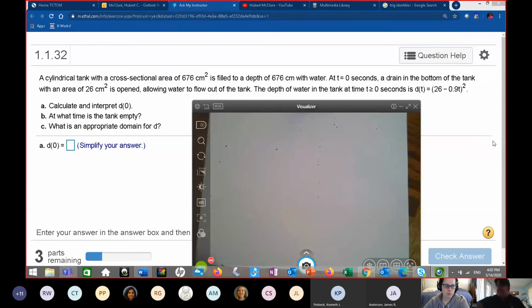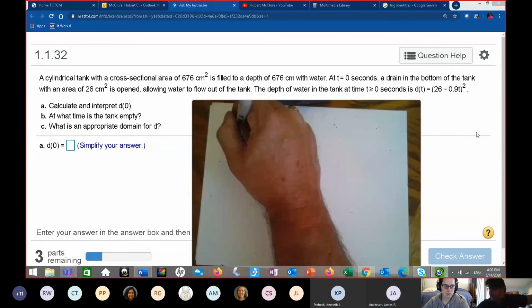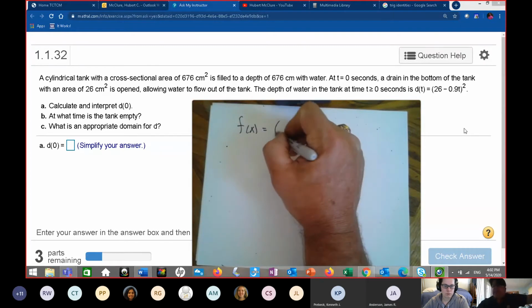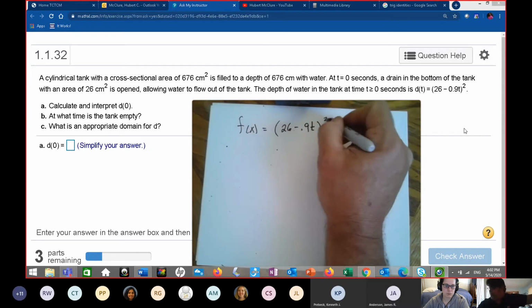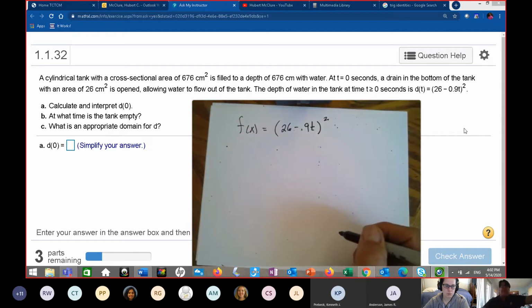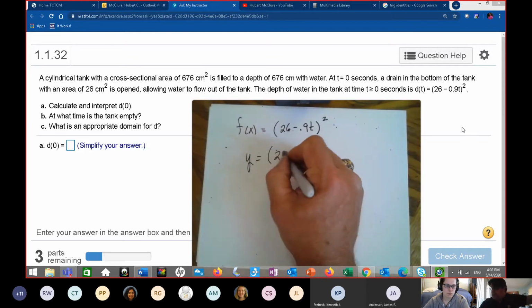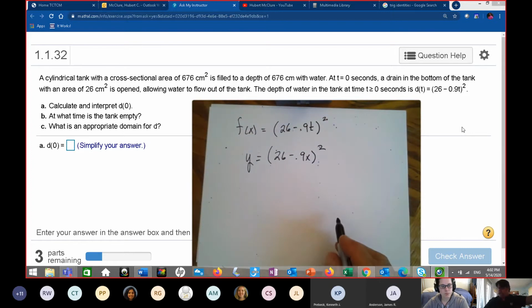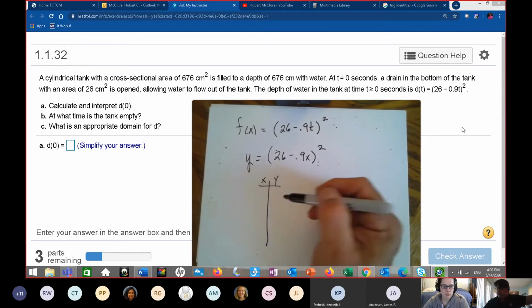Okay, so first of all, do they give you a function? Yes or no? Yes. So you just write f of x is equal to 26 minus 0.9t to the second power. Or you could even go redneck and say y is equal to 26 minus 0.9x to the second power. And go back to pre-algebra, and there's your x, and there's your y.